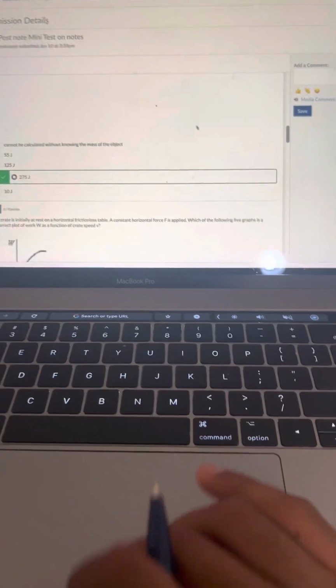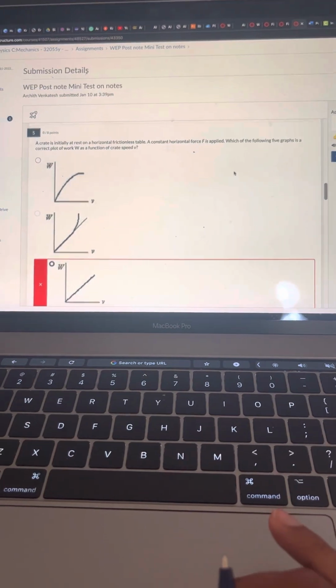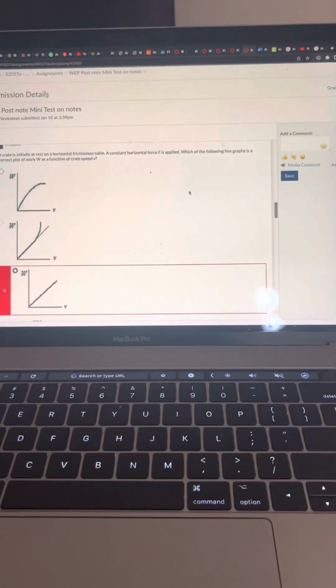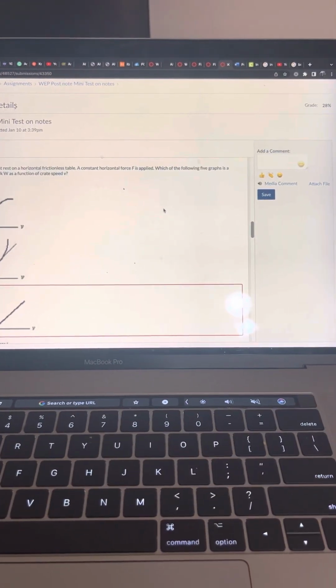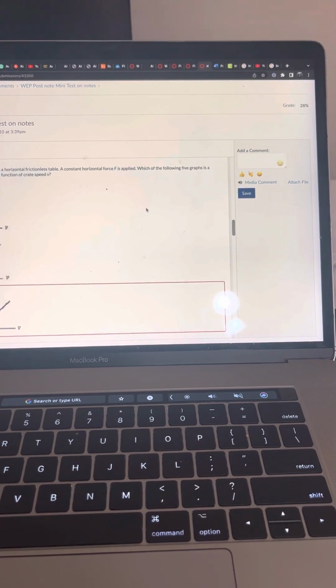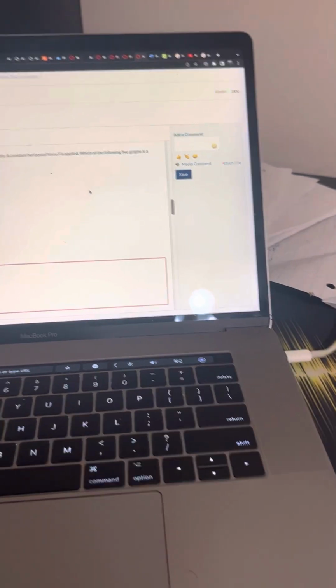Okay, we got number 4 right. Okay, at number 5, a crate is initially at rest on a horizontal frictionless table. A constant horizontal force F is applied. Which of the following 5 graphs is the correct plot of work W as a function of crate speed v?